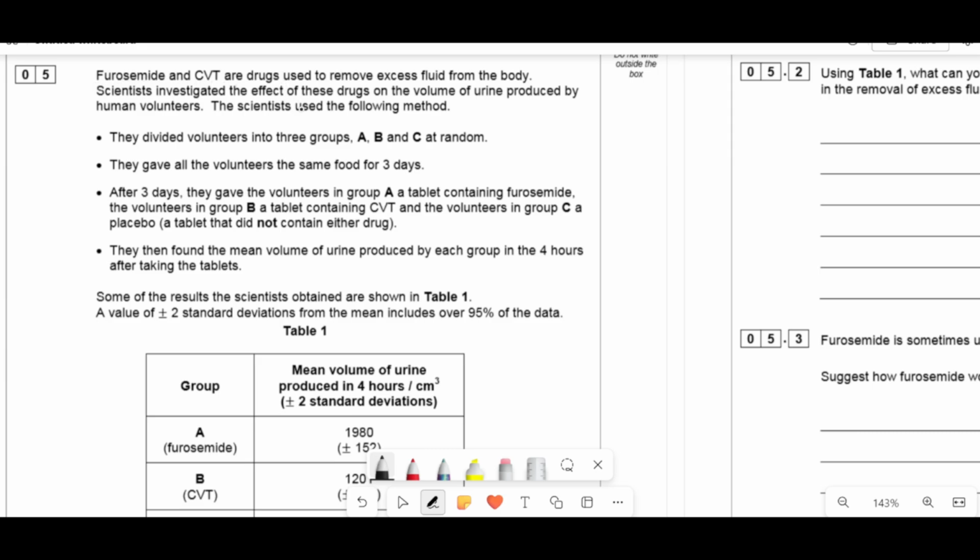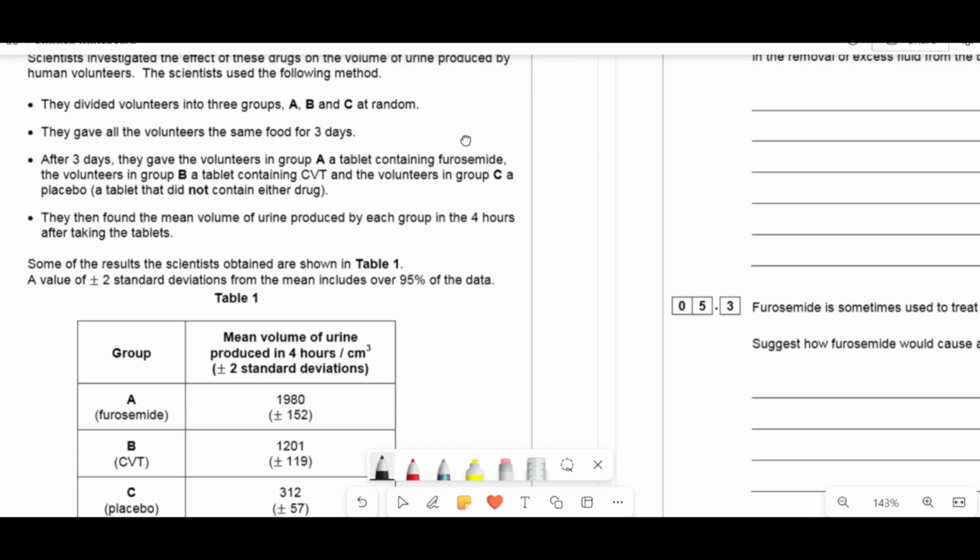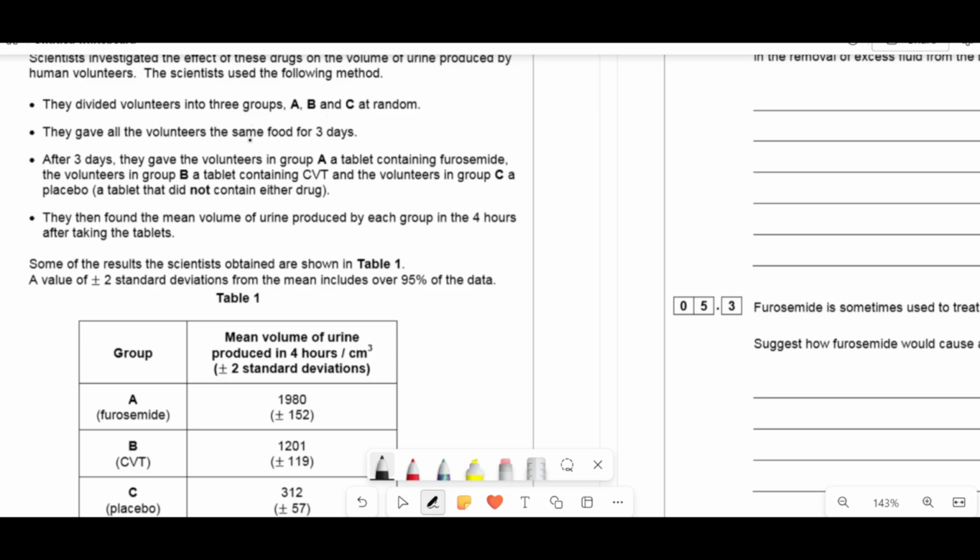Furosemide and CBT are drugs used to remove excess fluid from the body. Scientists investigate the effect of these drugs on the volume of urine produced by human volunteers. So what they did is they put the volunteers into groups A, B, and C at random. They gave them all the same food for 3 days. After 3 days, they gave A a tablet containing furosemide, B a tablet with CBT, and C a placebo with neither. So A was furosemide, B was CBT, and C, placebo.